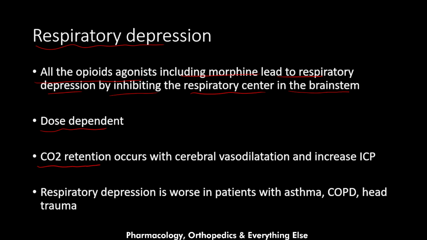The CO2 can't get out of the body now. It is trapped inside the body, which leads to CO2 retention, and occurs with cerebral vasodilatation because the CO2 would lead to vasodilatation and increase the intracerebral pressure. Respiratory depression is worse in patients with asthma, COPD, and head trauma, and that is one of the reasons why the opioids are contraindicated in people with these diseases.